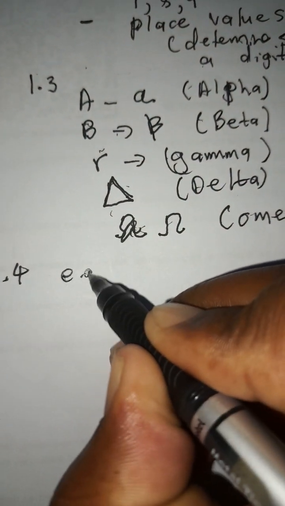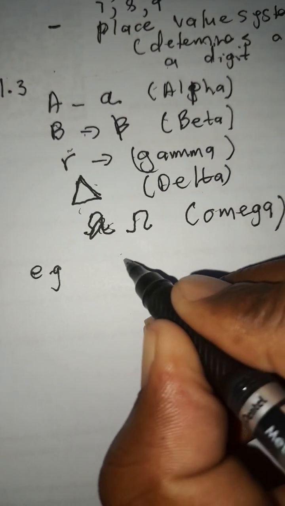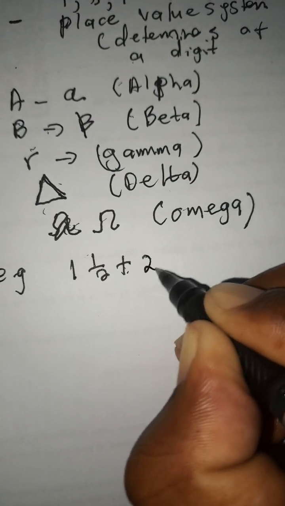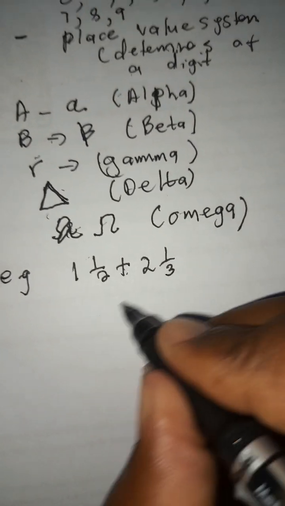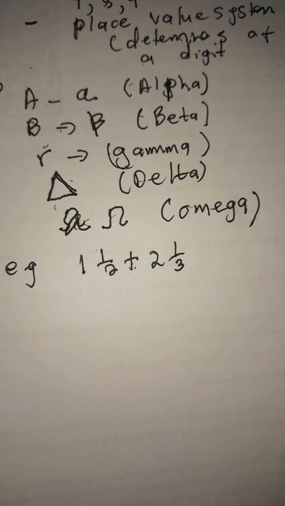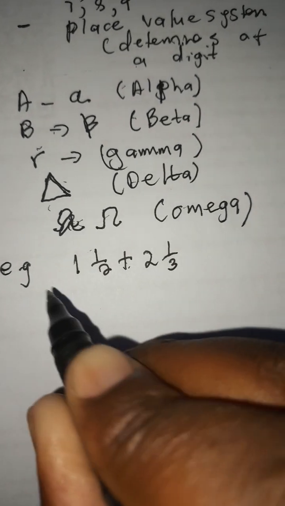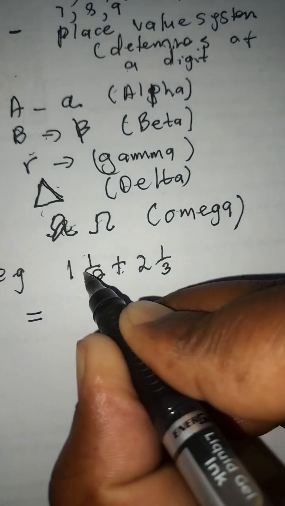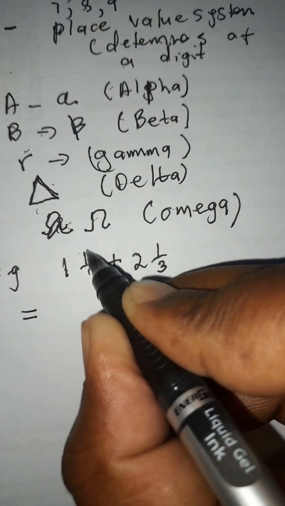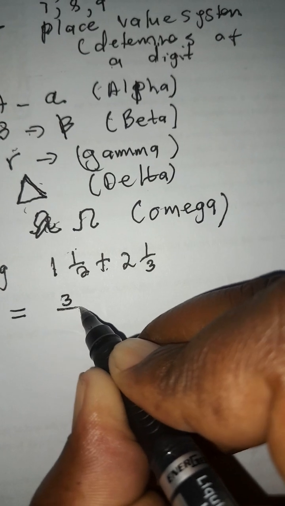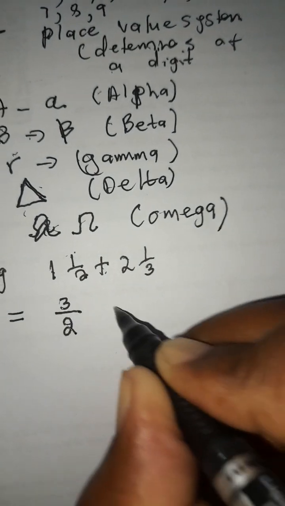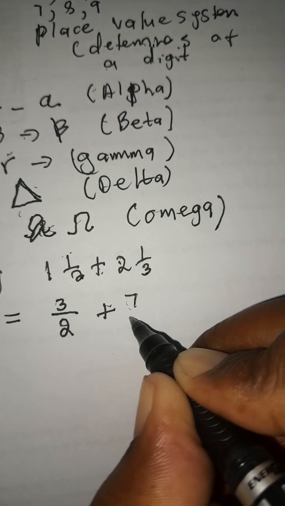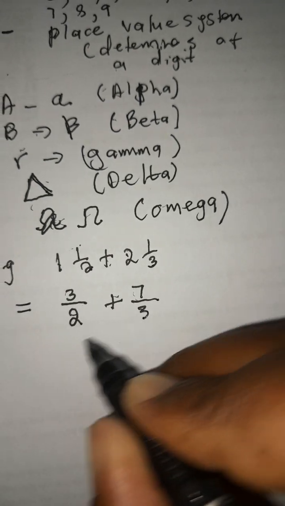For instance, we will first convert the mixed fraction. Remember, we're given 1 1/2 plus 2 1/3. So the first thing, convert the mixed fractions to improper fractions. So I will say 1 times 2, which is 2, and add 1, that's 3. So in other words, I'm going to have 3 over 2. You keep the denominator the same. Then similarly, 2 times 3 is 6, plus 1 is 7. Keep the denominator the same, which is 7 over 3.